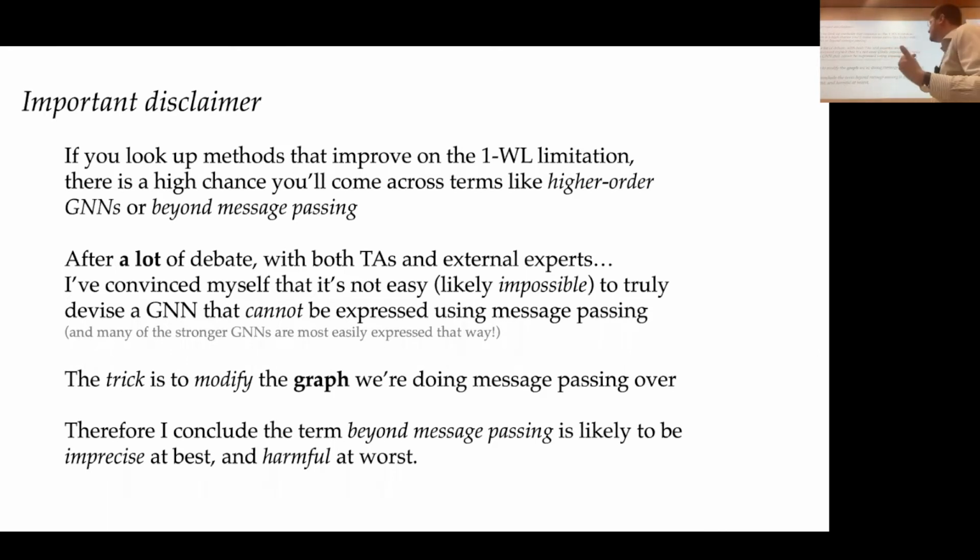It's likely impossible to truly make a GNN that you cannot express using message passing, right? And actually, many of these stronger GNNs with substructure message passing, you can most easily implement them as message passing, just over a slightly different graph. So the trick is really to modify the graph you're doing message passing over. So I conclude that using the term beyond message passing is likely to be imprecise at best, and it might be harmful at worst, because it might get you to think you need to implement it in a way you're not supposed to.